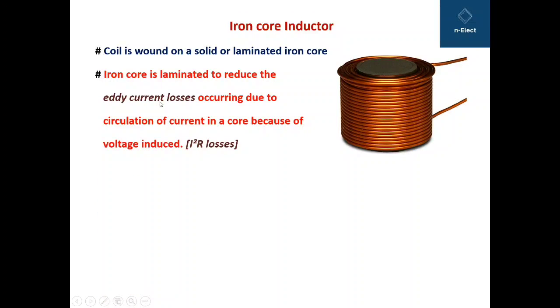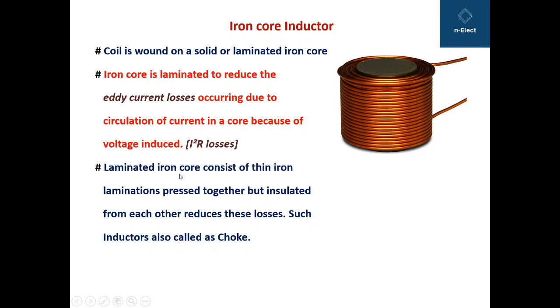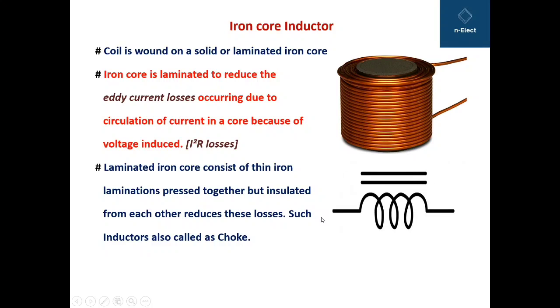Eddy current means the circular current which is flowing inside the core, and the losses which exist across the resistance are actually the I square R losses. To avoid these losses, the core is laminated. Laminated iron core consists of thin iron laminations pressed together but insulated from each other, and these reduce the eddy current losses. Such inductors are also called chokes, and this is the symbolic representation of the iron core inductor.